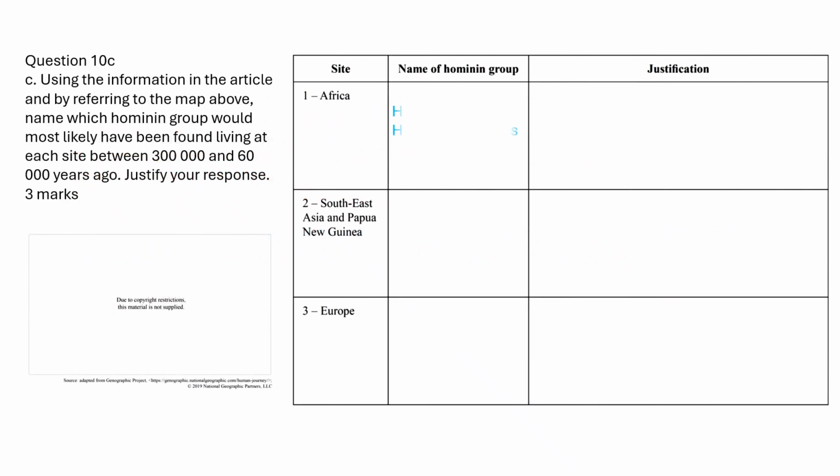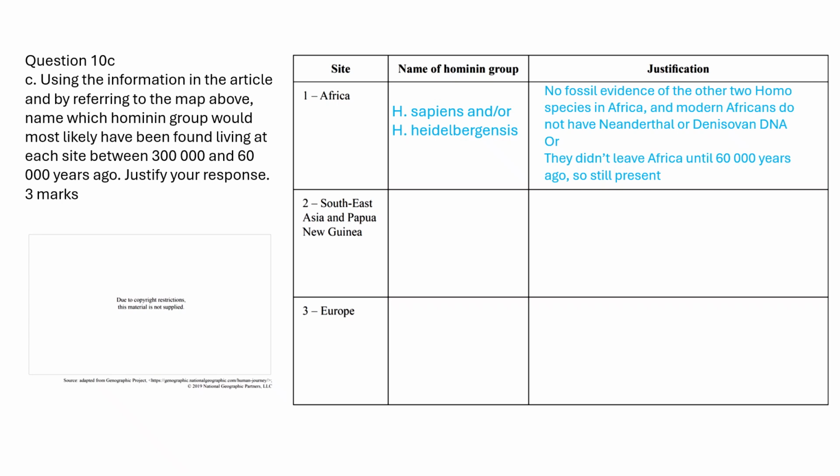In Africa, the hominin groups present were H. sapiens or H. heidelbergensis. This is supported by the lack of fossil evidence for other Homo species in Africa and the absence of Neanderthal or Denisovan DNA in modern Africans.